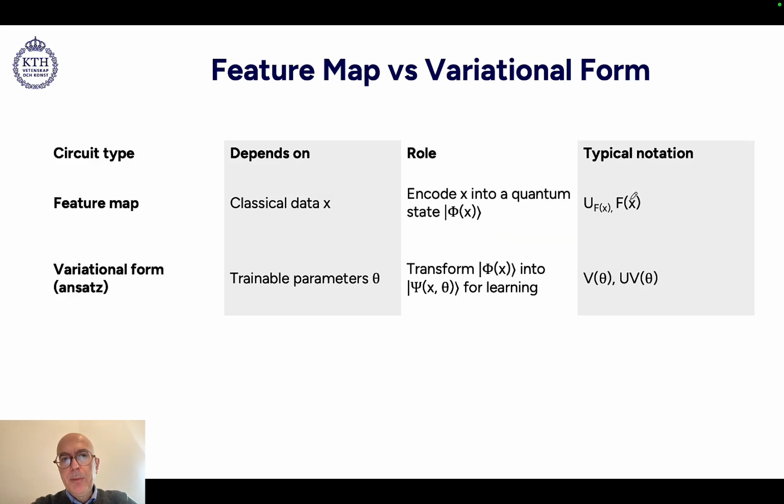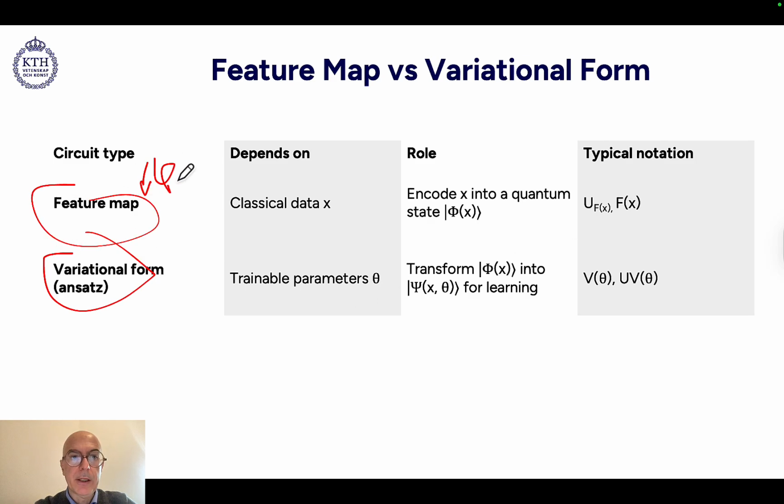So what are the differences between feature maps and variational form? The feature maps are the ones that we saw in the quantum support vector machine. The major difference is that the parameters that we give to the quantum circuit are not tunable in the case of feature maps. It means that during the training they do not change, and these parameters are actually the classical input data, right? So they are the different features that we want to encode into a quantum state.